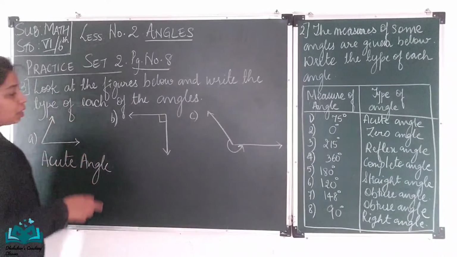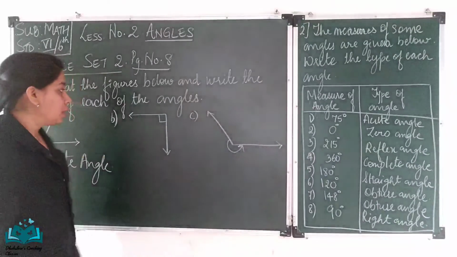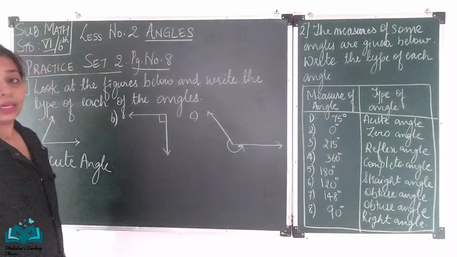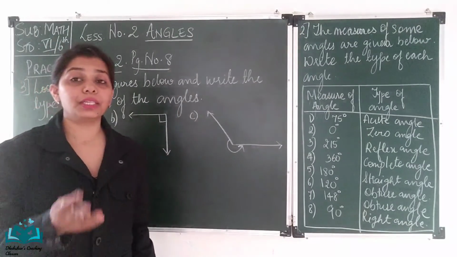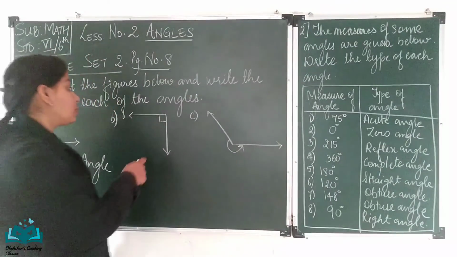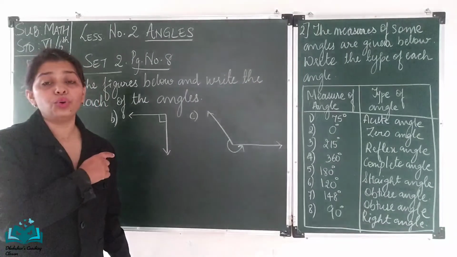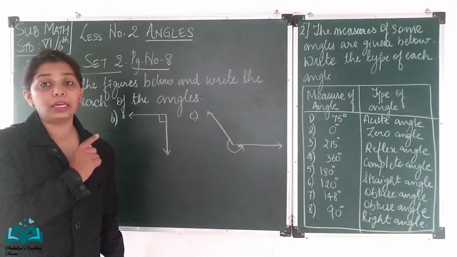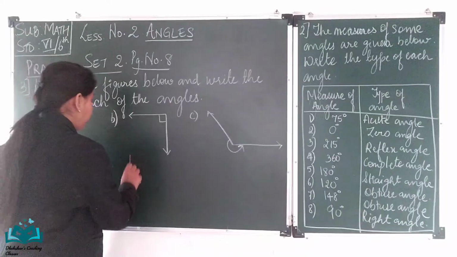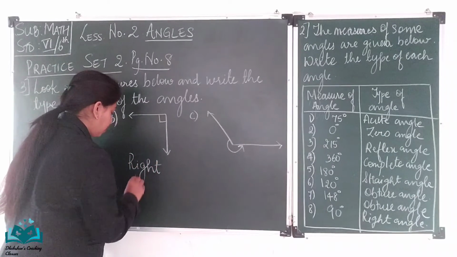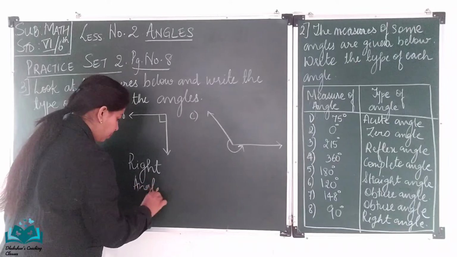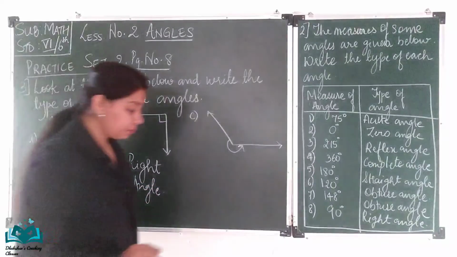angle. Coming to figure B, it is inverted, means it is upside down, but the sign itself is telling you what type of angle it is. It is a right angle.